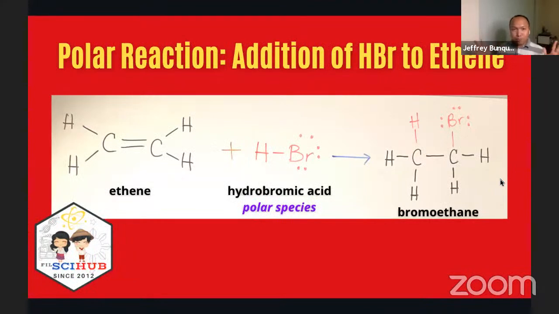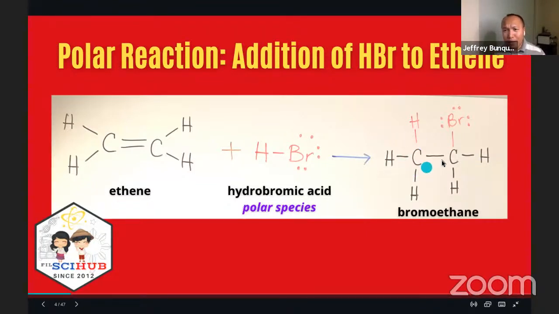Okay, so sabi ko nga, all of the discussions for today will be predicated around this type of reaction. So it's a polar reaction of an alkene. So essentially, you are adding hydrobromic acid to ethylene, or to ethene, to form a product that is called bromoethane. So JP, can you guys see my cursor? And I'm using the pointer.